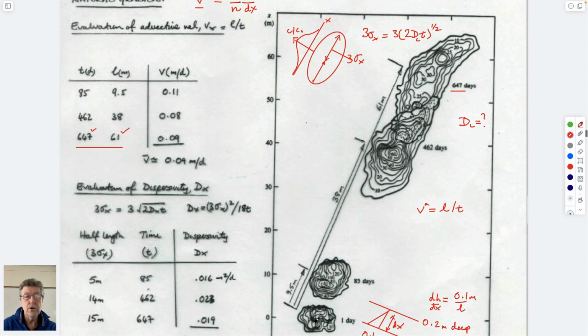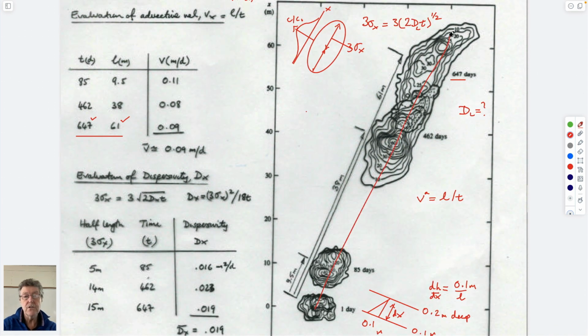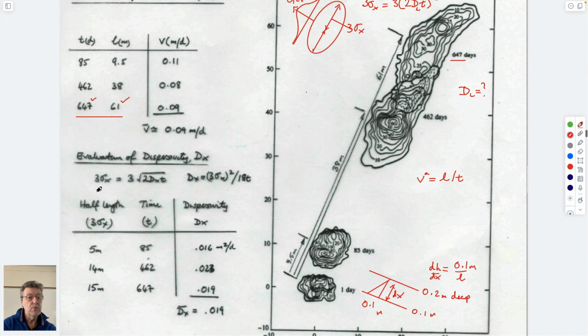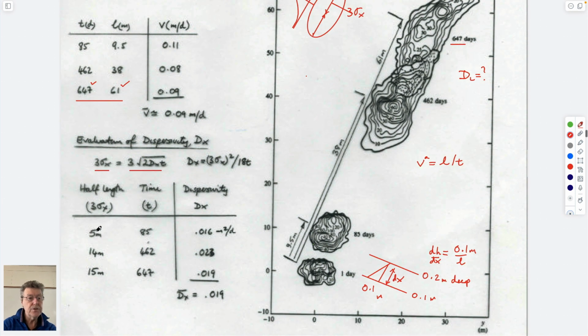That allows you to look in the right direction at least, so you'd look along this trajectory and then stick your monitoring holes into the ground to pick this up. You need to know the right place to look. You can use either this or where you locate your plume to represent your advective velocity. We know that we can use 3 standard deviations to represent this. So if we measure this length and we know the time, we could use that to calculate dispersivity.